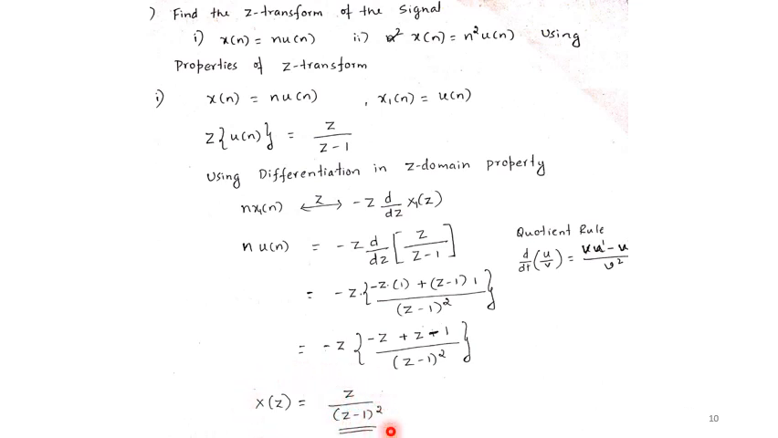The same problem we can compute directly, and I get the answer as z by z minus 1 whole square. So whenever I multiply by the ramp signal, in the denominator we always get a square, z minus 1 square.